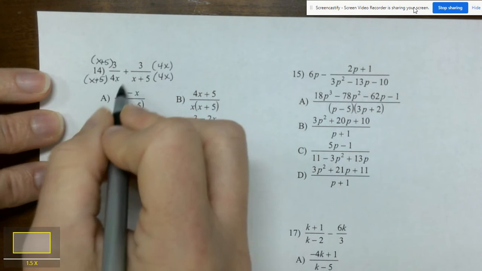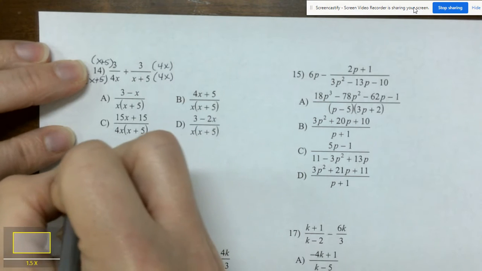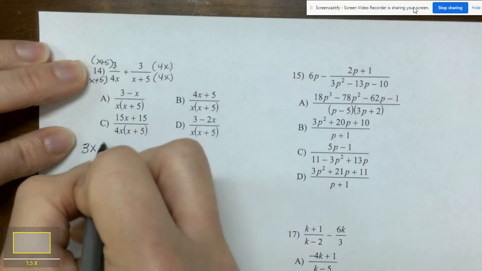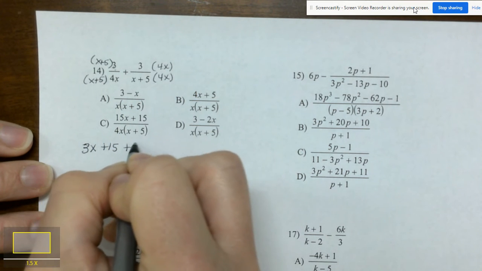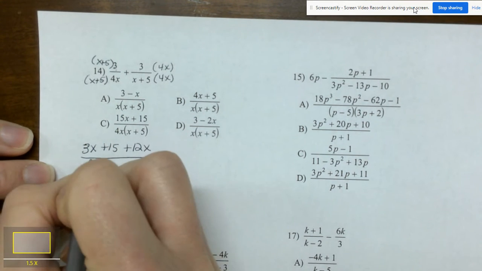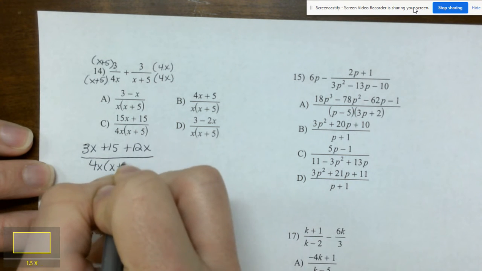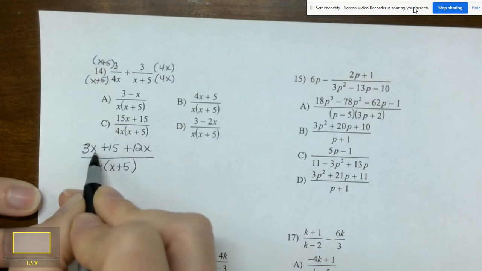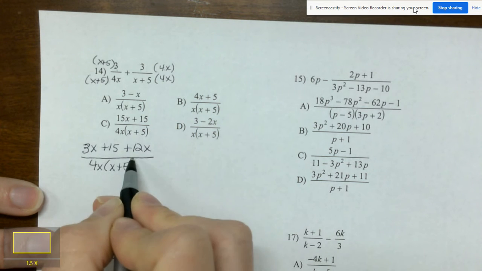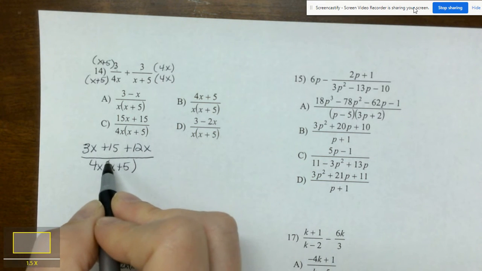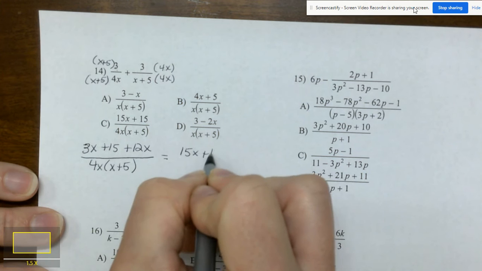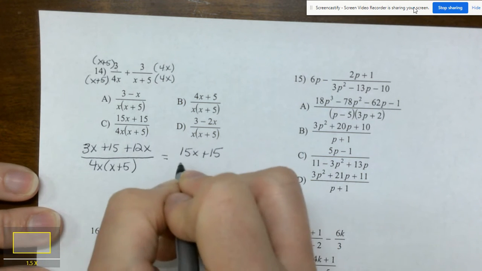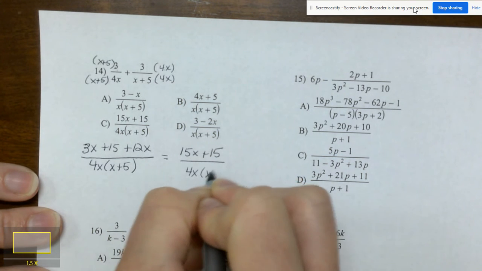Okay, that's going to give us 3 times x is 3x, and 3 times 5 is 15. And then 3 times 4x, that is a 12x, and it's all over our common denominator of 4x times x plus 5. Now you can see we could put the 3x and the 12x together. So that's going to give us 15x plus 15 over 4x times x plus 5.